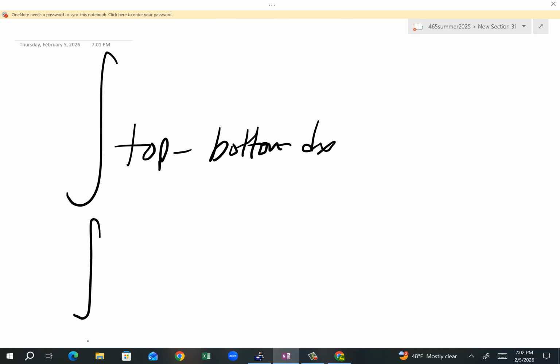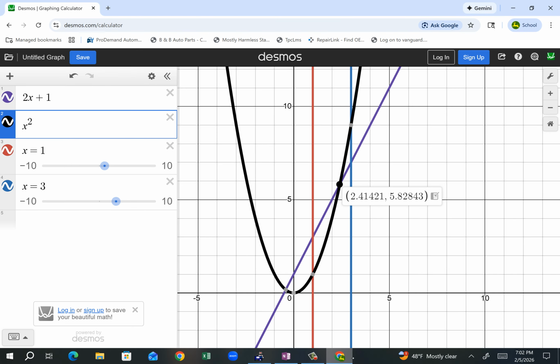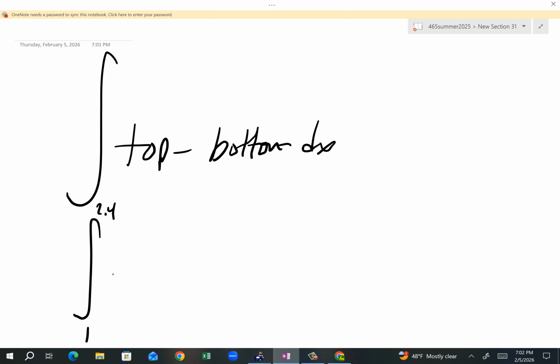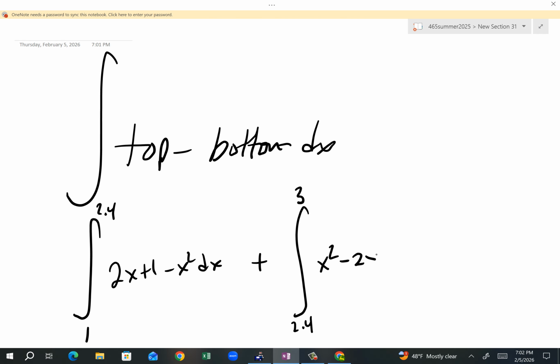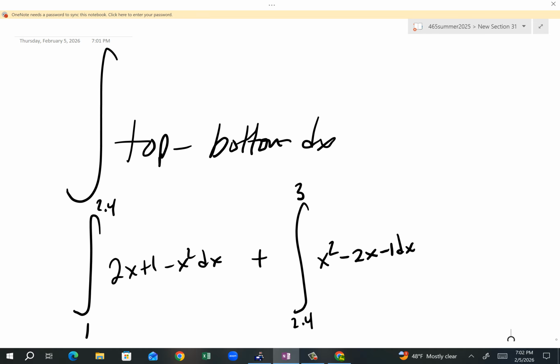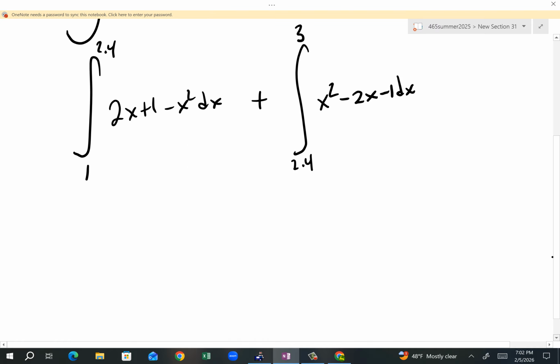Okay, so again, from 1 to 2.4, the top function is 2x plus 1, so 2x plus 1 minus x squared. And then I need to go from 2.4 to 3 of x squared minus 2x minus 1. I subtract them the other direction, because we're looking for just how much area is between them.